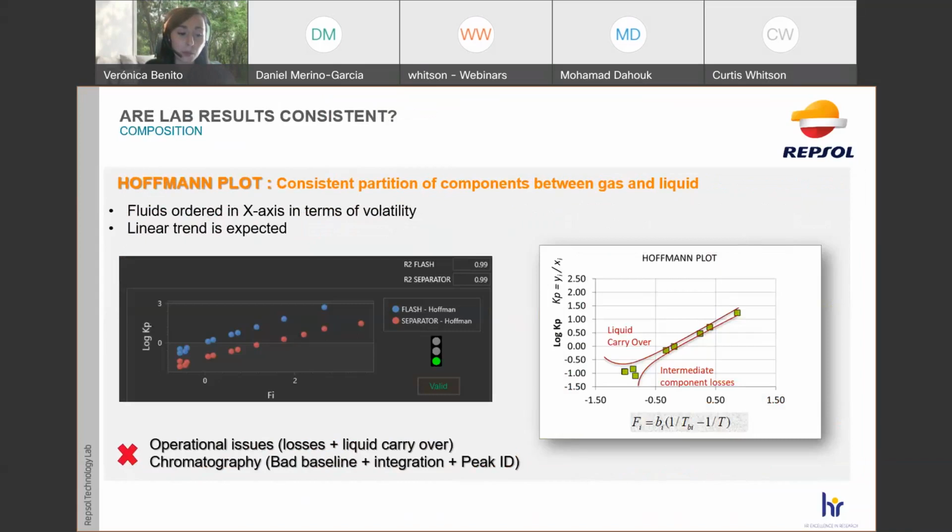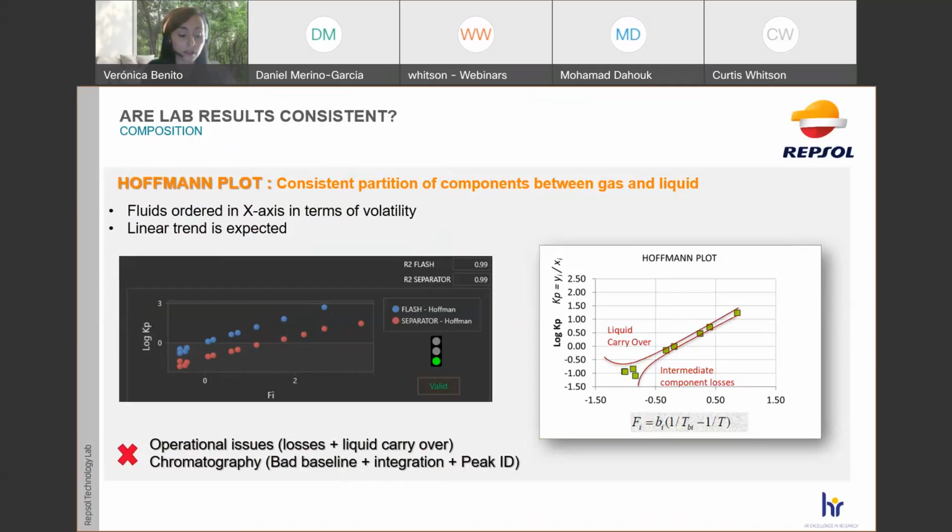A second example we want to show you of automatic checking related with the compositional analysis is the Hoffman plot, no? That most of you probably already know. Here we need to assure that the composition partition between the gas and the liquid component is consistent, following a linear trend. We can directly apply a linear regression coefficient calculation to check it. And as you can see in this example, the linear regression coefficient obtained is 0.99, both for separator liquid composition and for recombined fluid composition, which means that it's consistent.